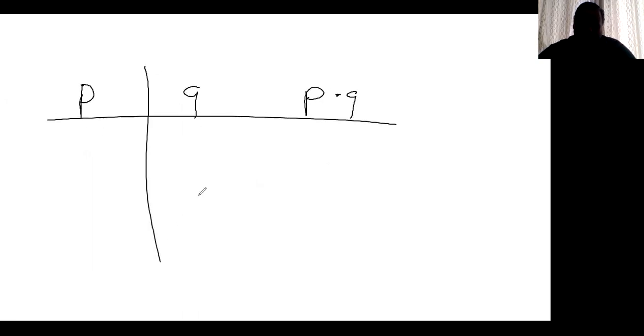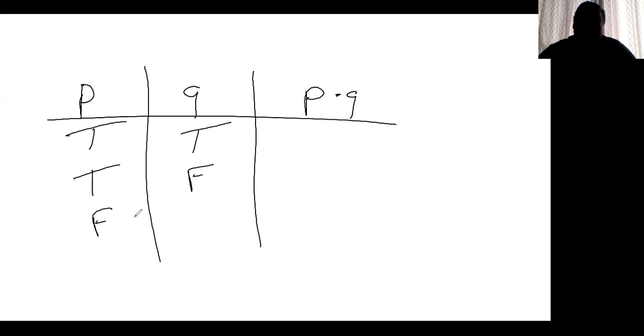So we then come back to something like P and Q. So we have letters P, Q, and then P dot Q, the combination. And we know that P could be true and Q could be true. P could be true and Q could be false. P could be false and Q could be true. And P and Q could both be false.